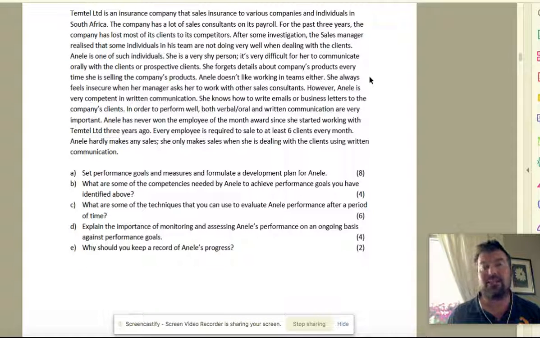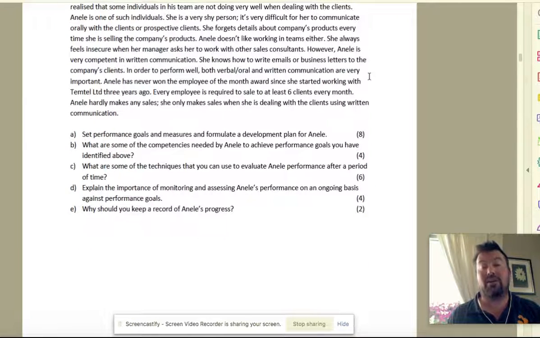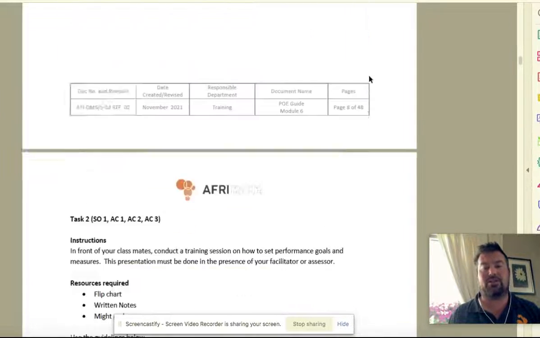Now they're going to be executing, implementing. How are you going to monitor and assess using the techniques that you have been taught? Then explain the importance of monitoring and assessing Anele's performance on an ongoing basis against performance goals. So why do you have to monitor and assess? What is it going to do for Anele? What is it going to do for the organization? And then why should you keep record of Anele's progress? What are the reasons for keeping records of the development? That's up to you. Read the case study, answer those 5 questions.